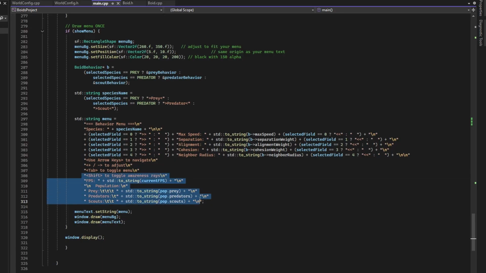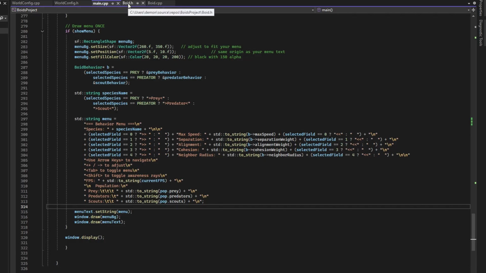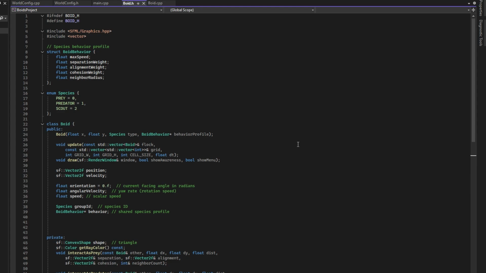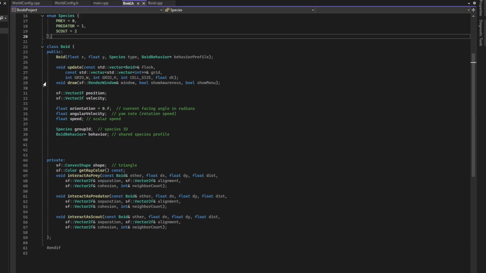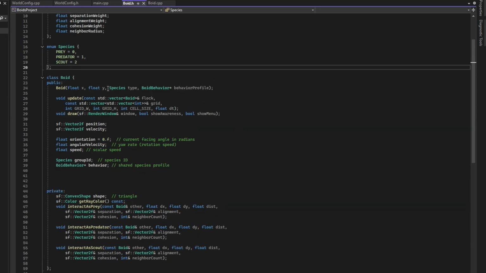so I can kind of show off that I'm able to get 1500 Boids running at a decent frame per second. Let's see what the Boid header has. These are just the variables that each Boid has, and this is where I did the species enumeration. This is what the Boid class looks like. I've got their location, their x coordinate, y coordinate, their species type, and then their behavior profile.